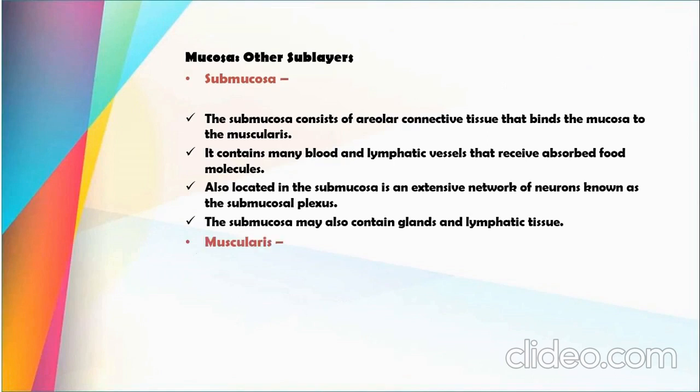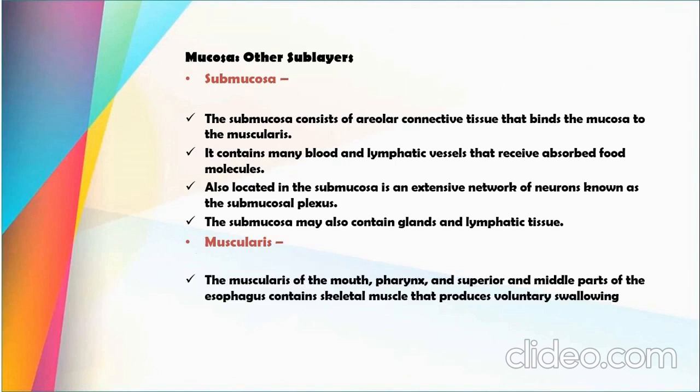Next one is the muscularis. The muscularis of the mouth, pharynx, and superior and middle parts of the esophagus contains skeletal muscle that produces voluntary swallowing. The muscularis is also responsible for segmentation and peristalsis.